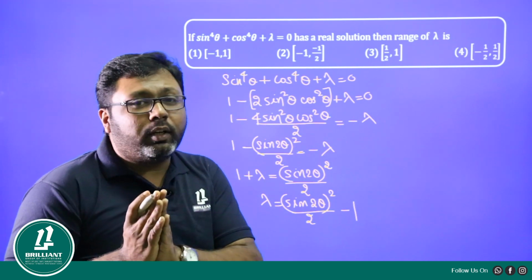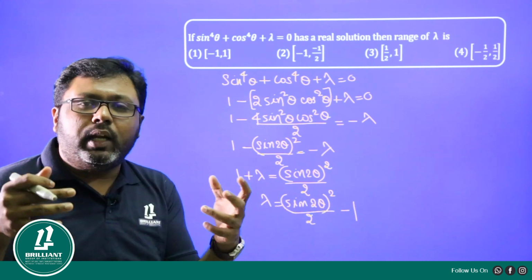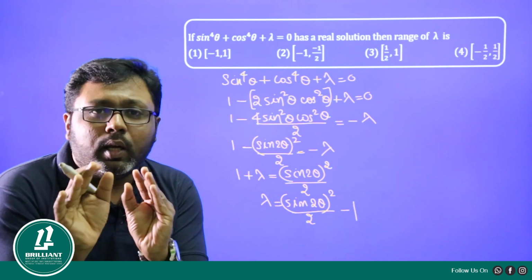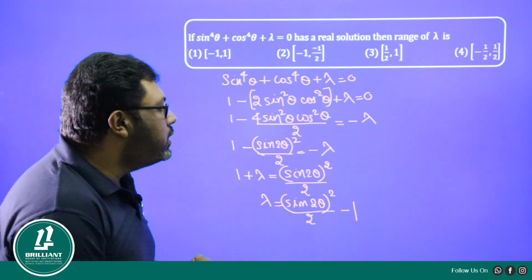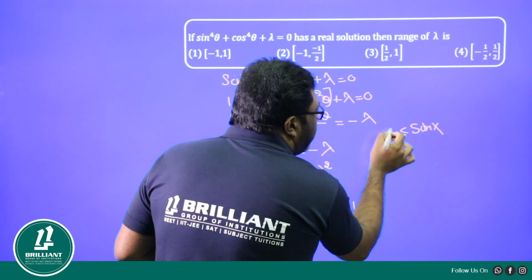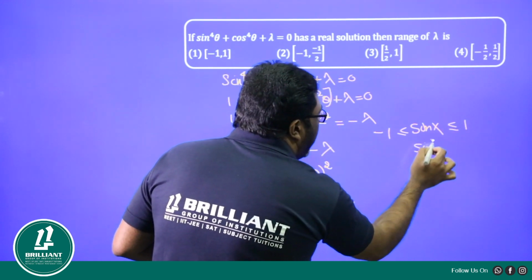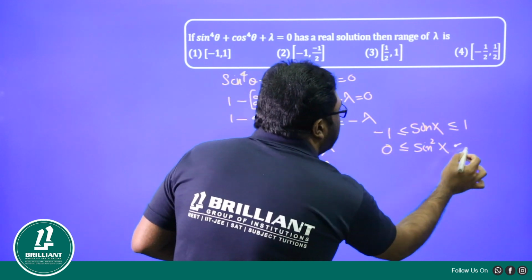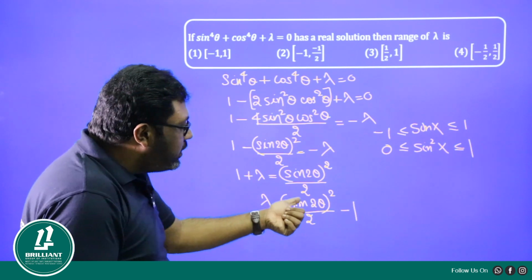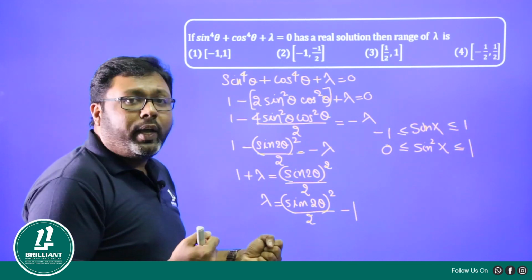Now let us think of the range of sine theta. Sin x, whether the angle inside be 2 theta or 5 theta or 75 theta, whatever be the angle inside, what is the range of sin x? Sin x ranges from minus 1 to 1. Then what happens to sine squared x? Sine squared x ranges from 0 to 1. So sine 2 theta whole squared is like sine squared x. It ranges from 0 to 1.